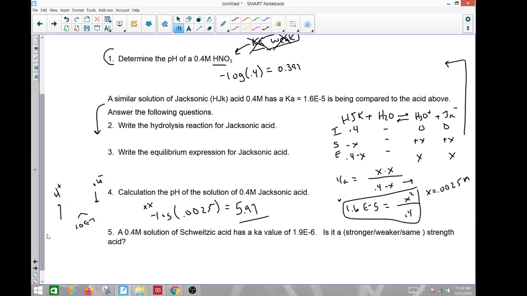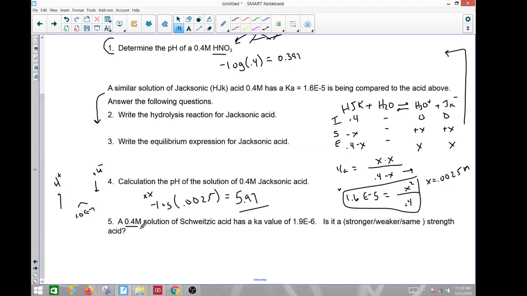All right, our last question: you have a 0.4 molar concentration of schweitzic acid with a Ka value of 1.96 e negative sixth. Is it stronger, weaker, or the same strength as the acid? In order to determine the pH that an acid will produce, you need two factors, and we use them both up here: the concentration and the Ka value. Given these two values, you could determine whatever you want.